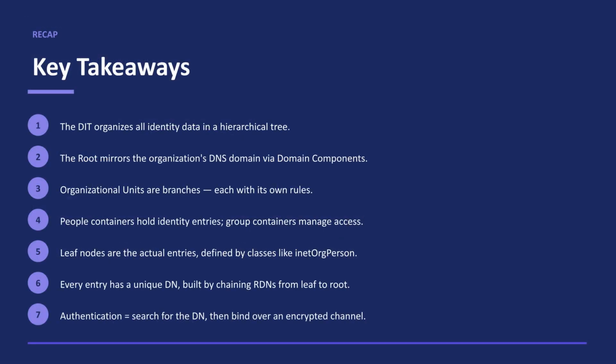To recap what we covered in this video, the DIT is a hierarchical tree structure that organizes all identity data in an LDAP directory. The root node is derived from the organization's DNS domain using domain components. Organizational units are the branches. They organize entries and ensure each department operates under its own rules. People containers hold individual identity entries. Group containers hold group entries, one list that manages access for many people at once.